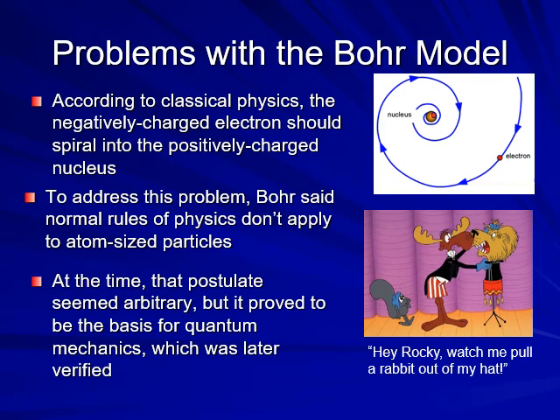It seemed arbitrary at the time. It seemed like a band-aid to just fix a flaw in Bohr's model. But it turns out to be the basis for quantum mechanics, and that was later verified. Bohr was criticized at the time, but later on was proved to be right.